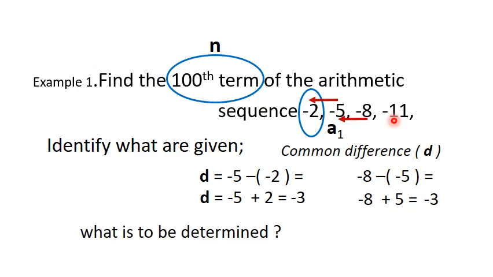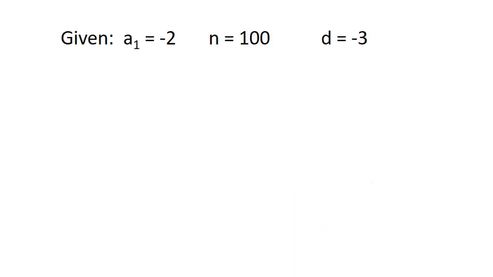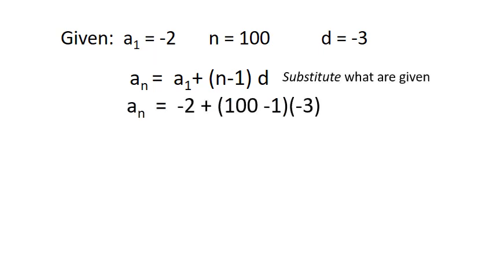And what is the unknown in this problem? Or what is to be determined? Ano ba ang kailangan nating malaman? And that is a sub n. To solve, we have now the given a sub 1 is equal to -2, n is equal to 100, and d is equal to -3. Using the formula, a sub n is equal to a sub 1 plus n minus 1 times d. Then substitute the given value.